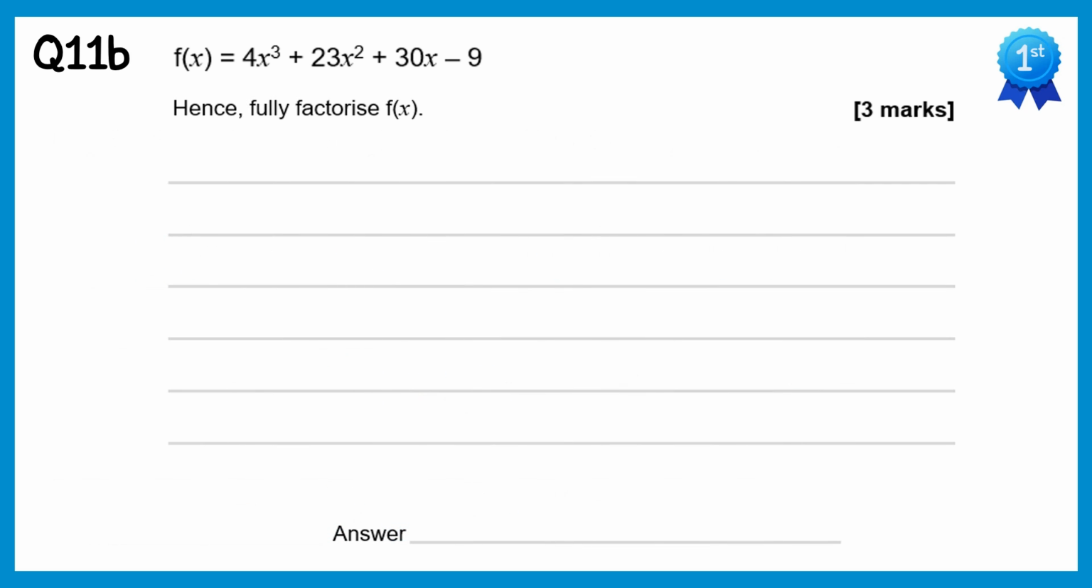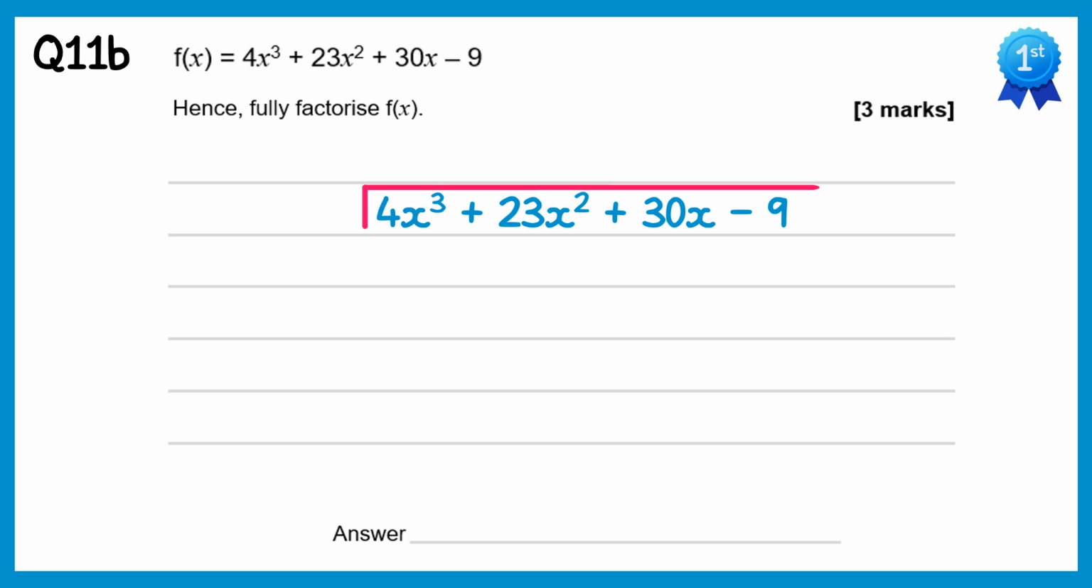For the second part of the question, we now need to fully factorise this. There are a few different ways of doing it, but I like to use long division. So I'm going to take our function and then divide it by the factor that we just found, 4x minus 1. So what I'm trying to do here is work out how I can get 4x cubed by multiplying something by this 4x. So to get 4x to 4x cubed, I need to multiply it by x squared. You could do this by doing 4x cubed divided by 4x if you want.